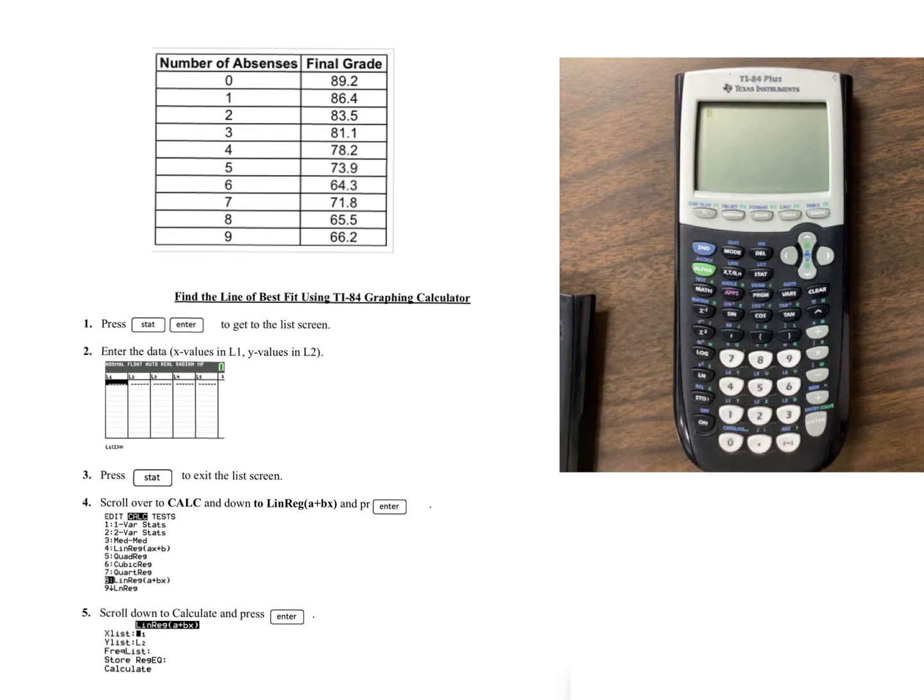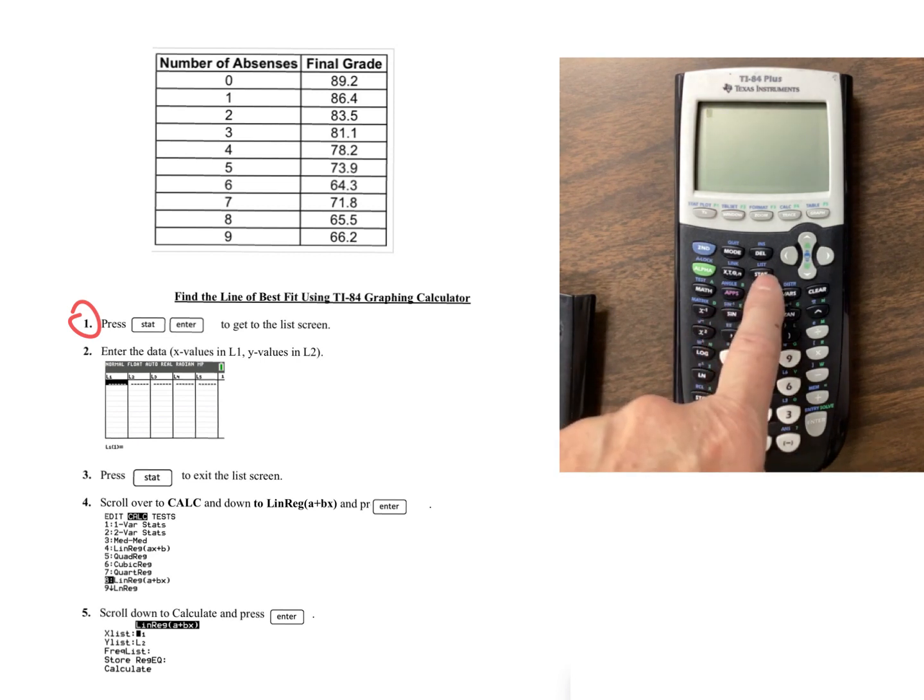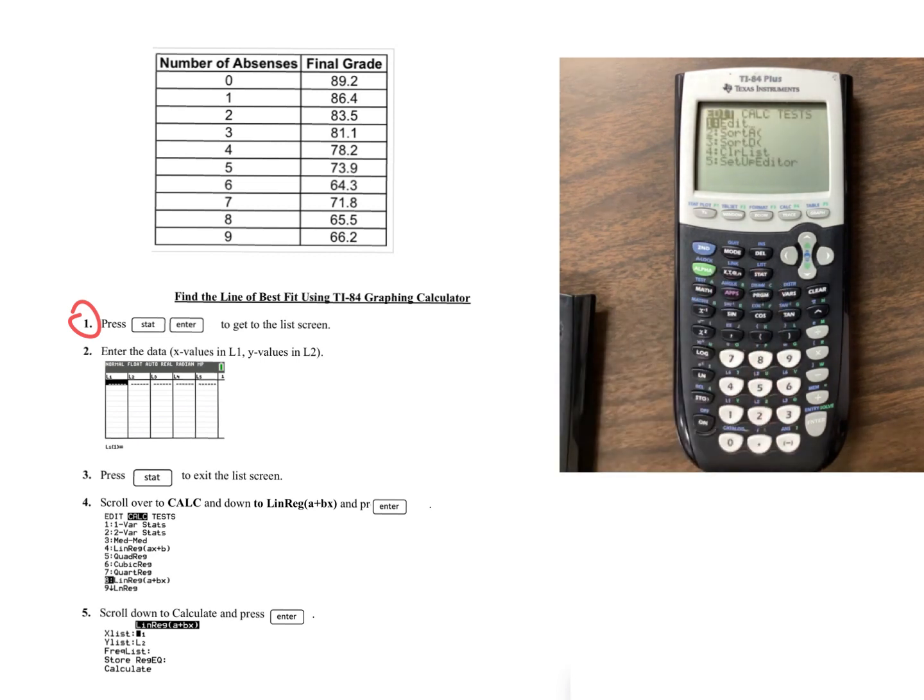So, for example, in our table, we have 0 absences and the final grade was 89.2. We're going to be entering in all of these so that we can then find a line of best fit from this data. And so our first step is we are going to start here, and we're going to press the Stat button, which is right here, and then we're going to press Enter.